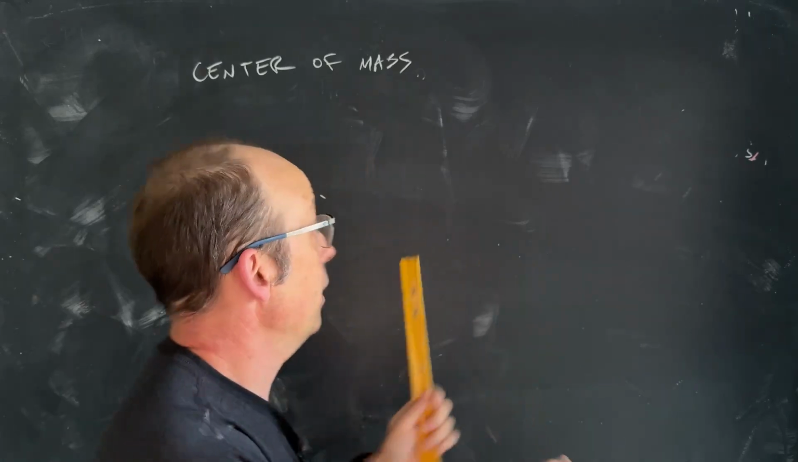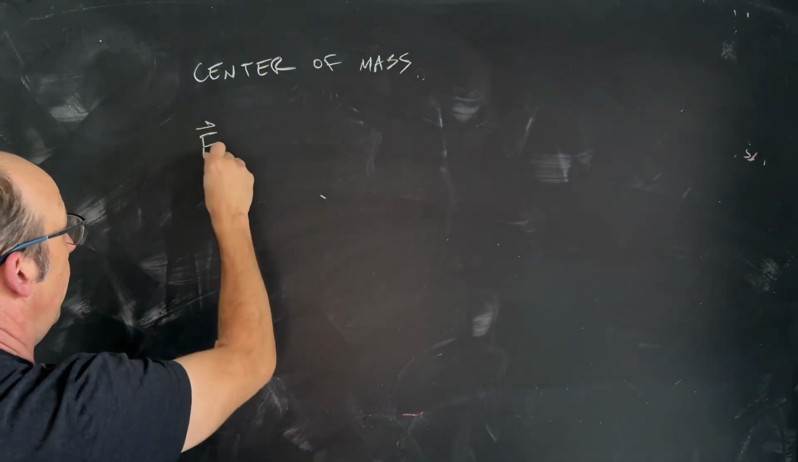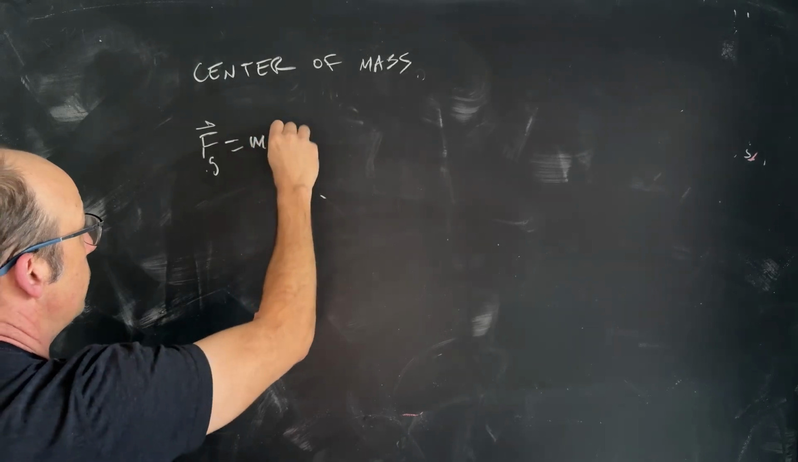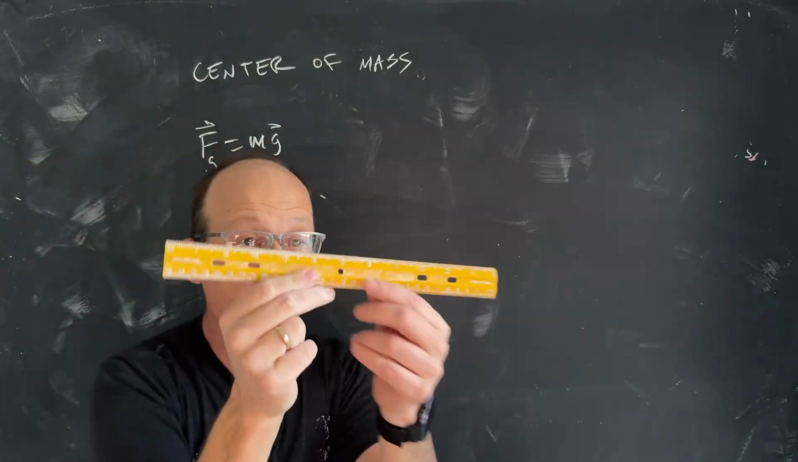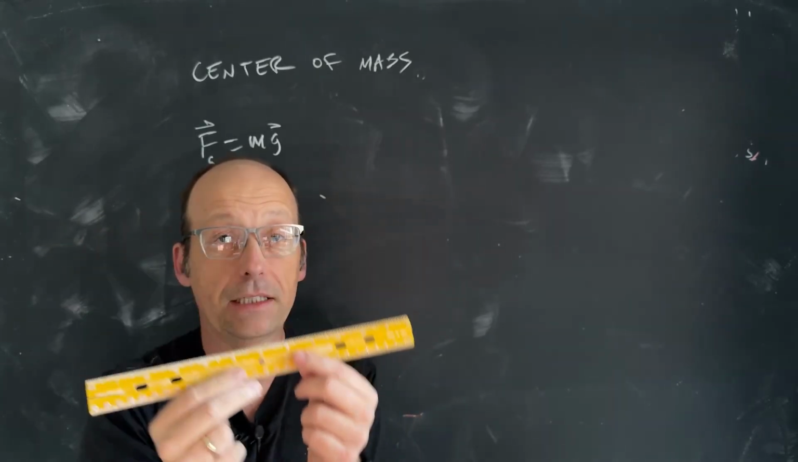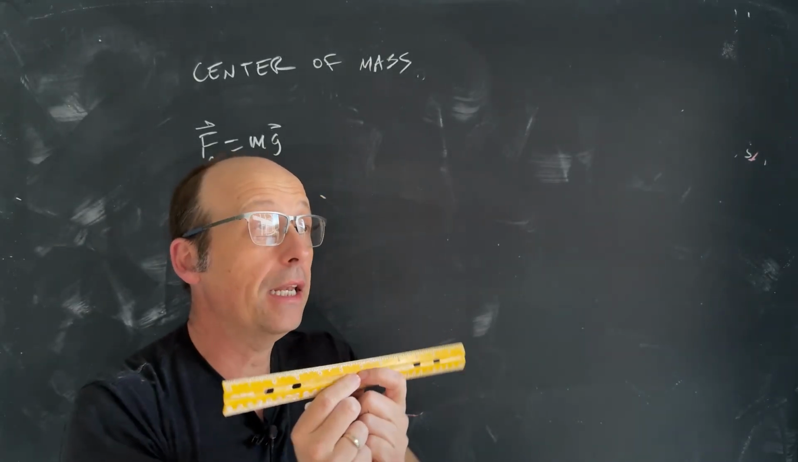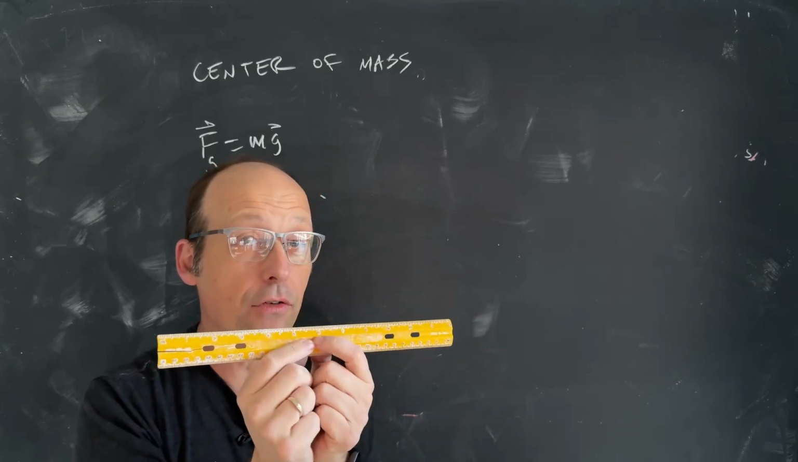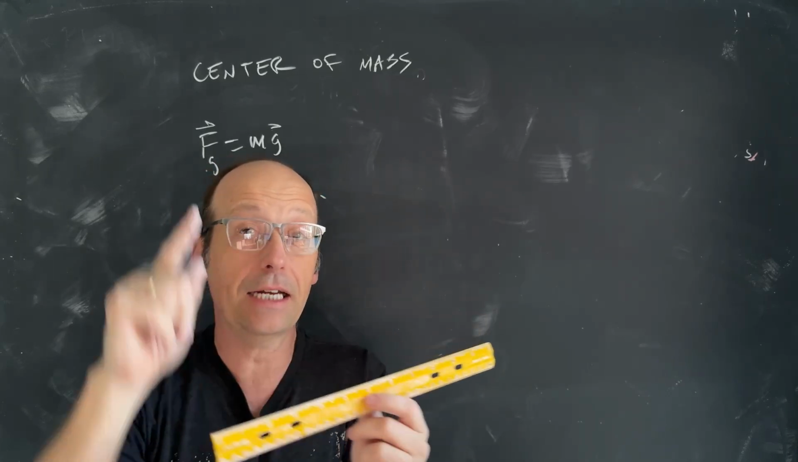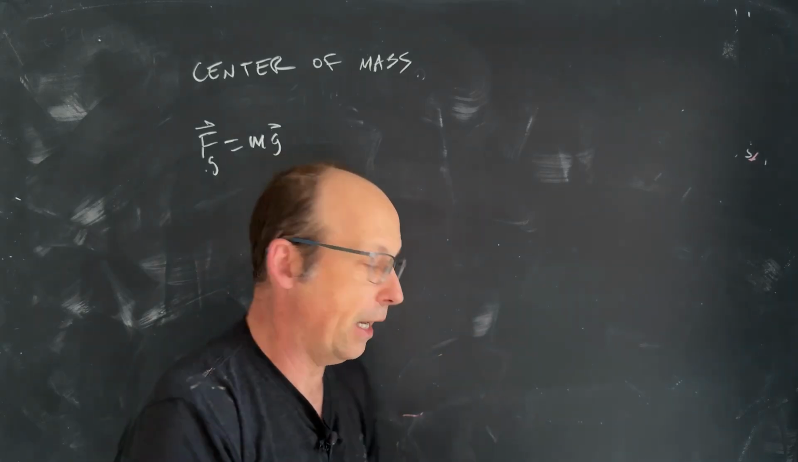Remember, gravitational force looks like this on the surface of the Earth, Fg is mg, and all parts of the stick have mass. So gravity acts on all parts of that stick. However, we can calculate the gravitational force in terms of torque as acting at one single point, and we call that the center of mass. Let me show you how we get that.